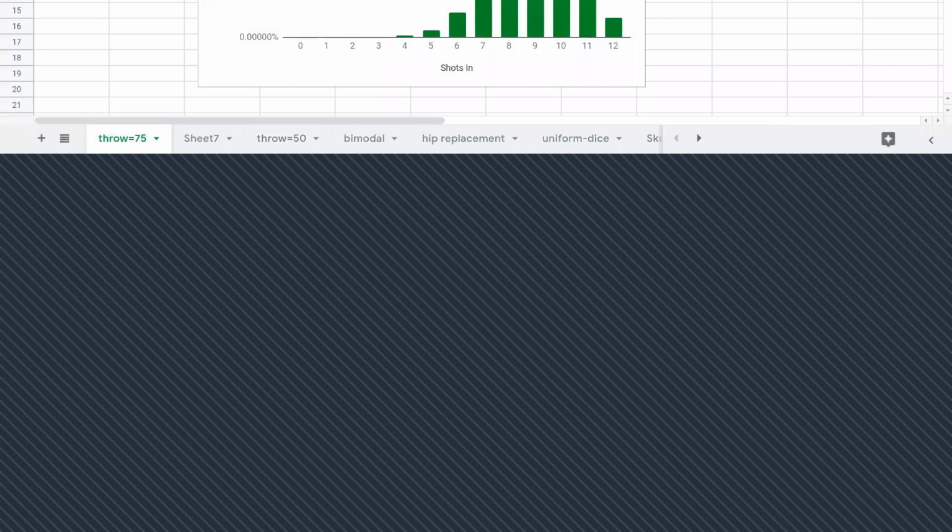The 75% free throw, it is possible to get none, 1, 2, or 3 out of 12 in, but more likely the person throwing the free throws at 75% for one shot is going to be in this region over here. So I just want to draw on that.